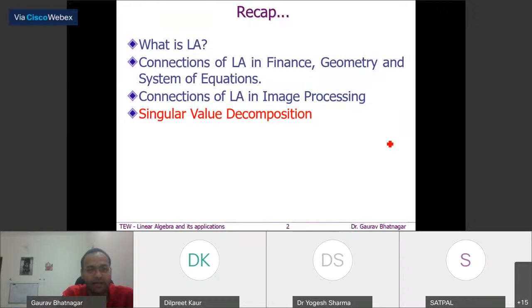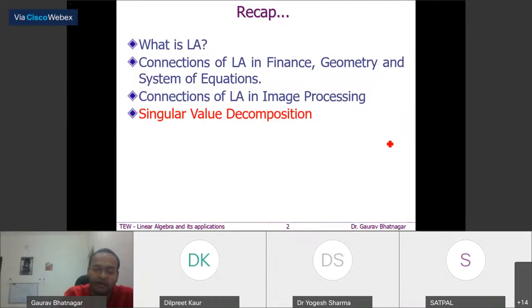So we started the last lecture with the definition of the linear algebra, where we have given the definition of the linear algebra and what is the meaning of this word linear algebra. Then we have seen a very quick connections of linear algebra in different areas like finite geometry and the system of equations. Then we started the actual agenda of this series when we try to explore the connections of linear algebra and image processing. Then we have seen in the last lecture that why a digital image is always going to be a matrix and what is the mathematical reasoning behind it.